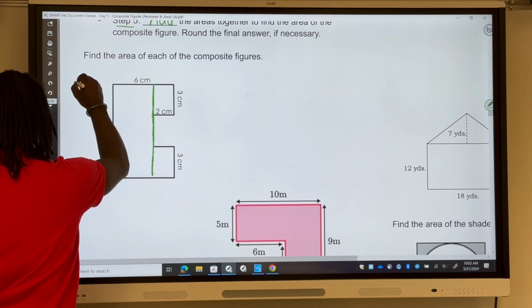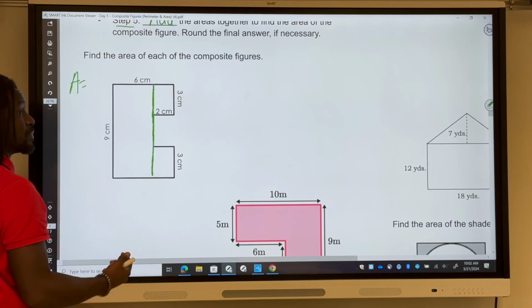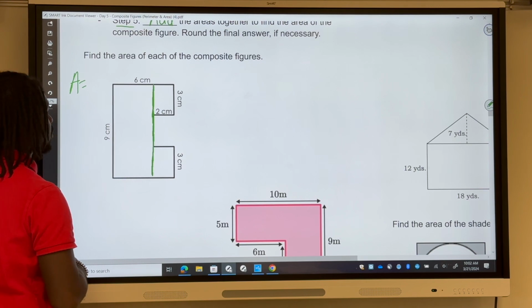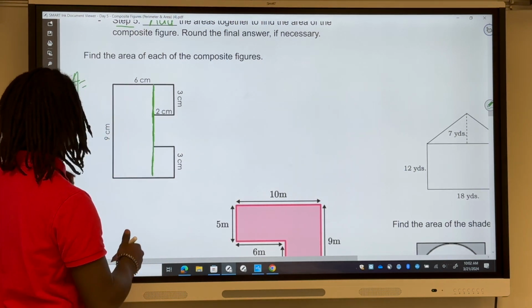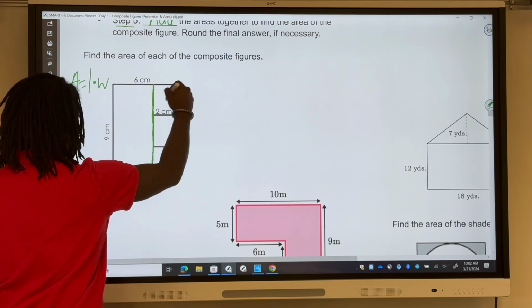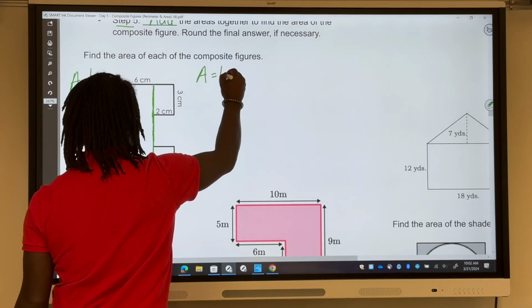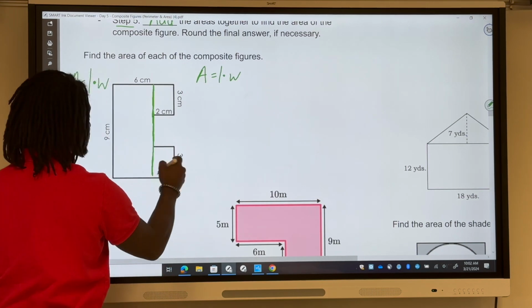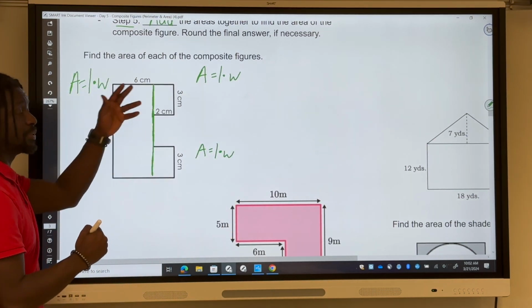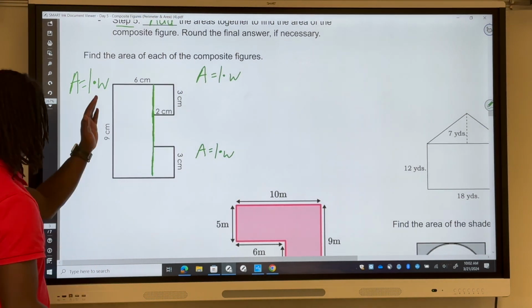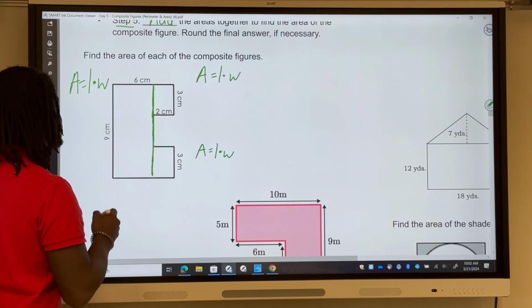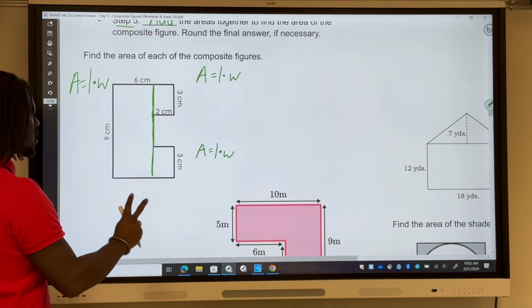Well, they're all rectangles, and the area, again, I'm going to go back to my formula sheet, or wherever I have my formulas available to me, and area of a rectangle is length times width. Area of this rectangle will also be length times width. And then the area of this rectangle is length times width. So again, I'm writing the formula for each shape, because that's what I'm going to need in order to find the area of the whole figure. So now, that's step 2.